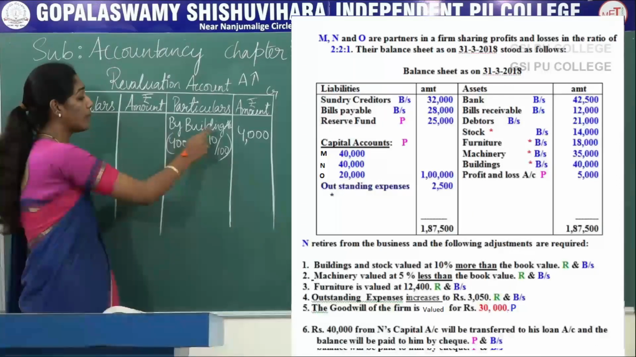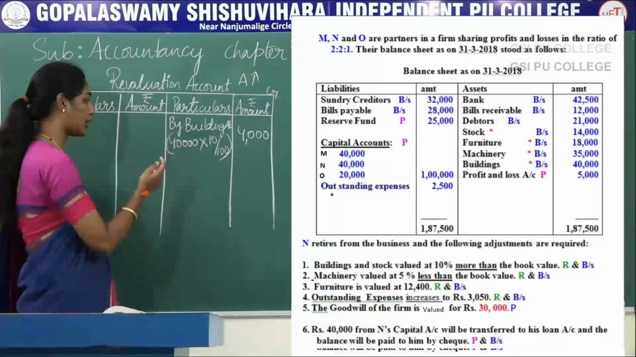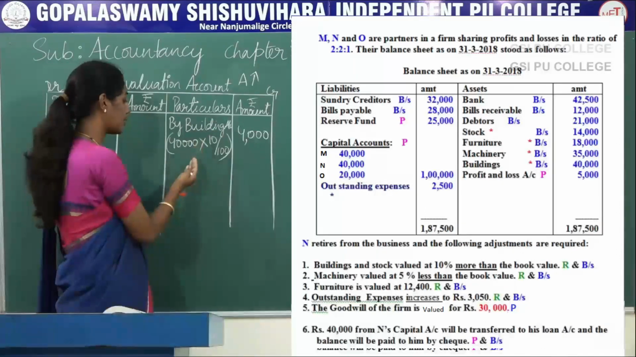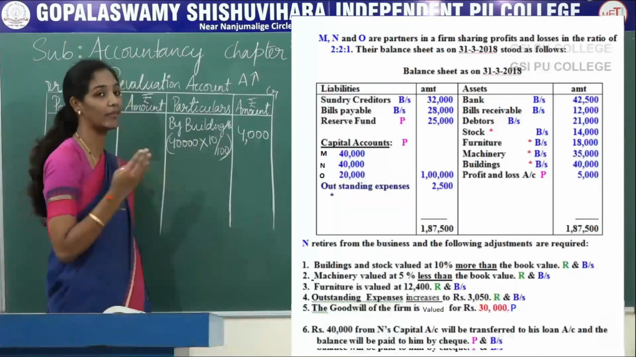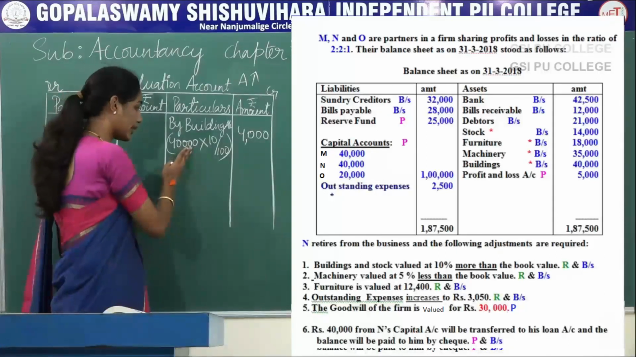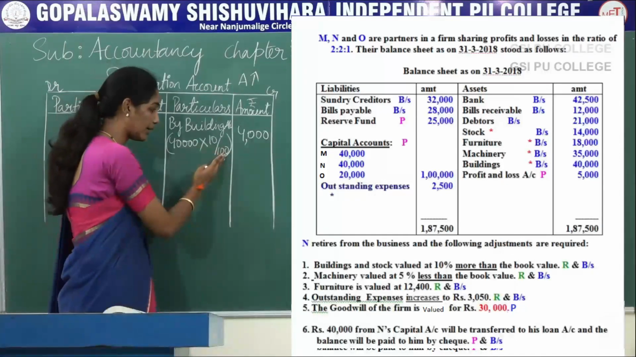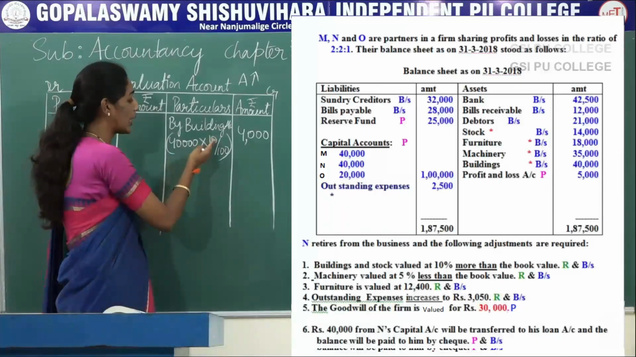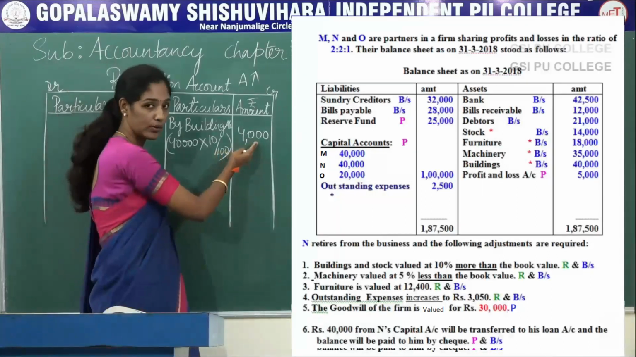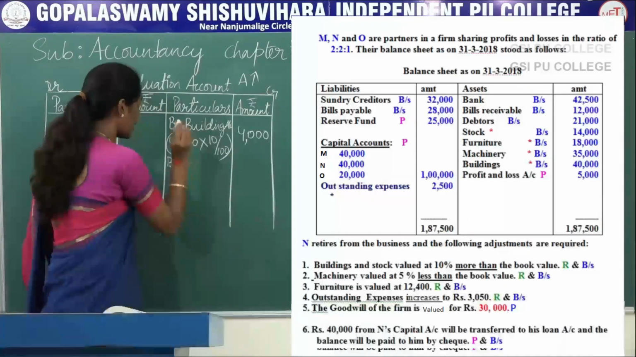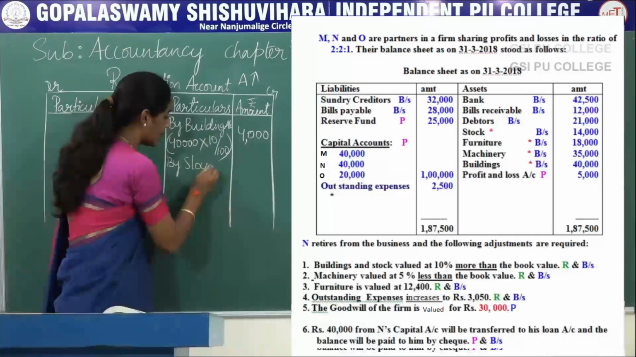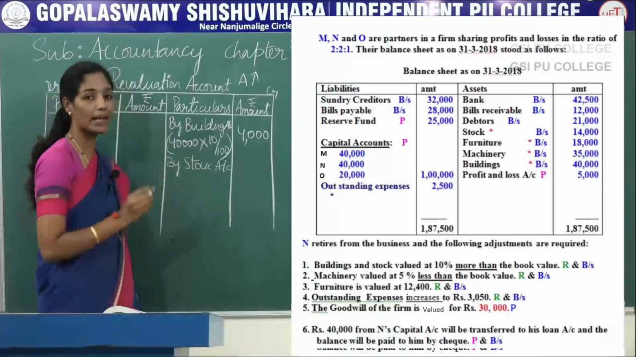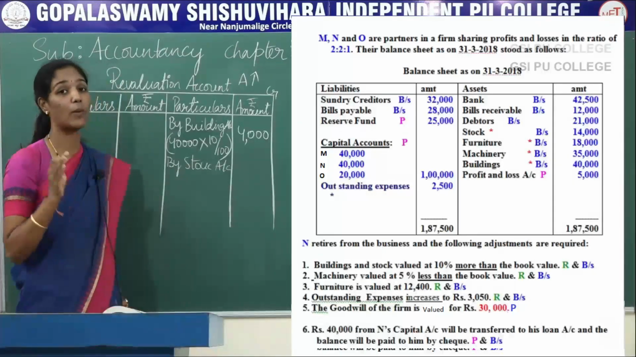So when value of the building increases, then it should be recorded on credit side of the revaluation account as by building account. Then you have to consider the old balance of the building which is given in your balance sheet, that is rupees 40,000 into 10 divided by 100, and this rate will be given in your adjustment. 40,000 into 10 divided by 100 comes to 4,000. The next is by stock account. Here the stock value is also increased. So now you have to consider the old balance of the stock which is given in your balance sheet.